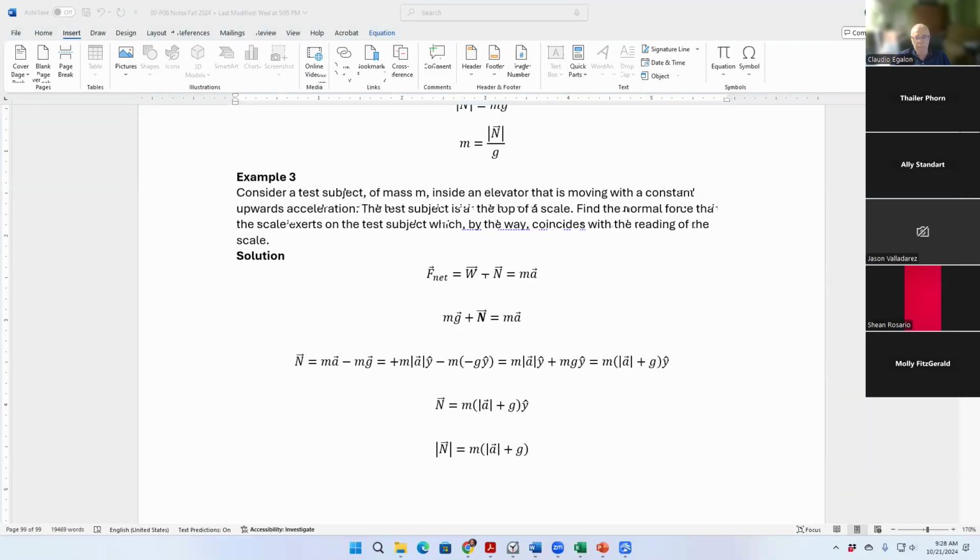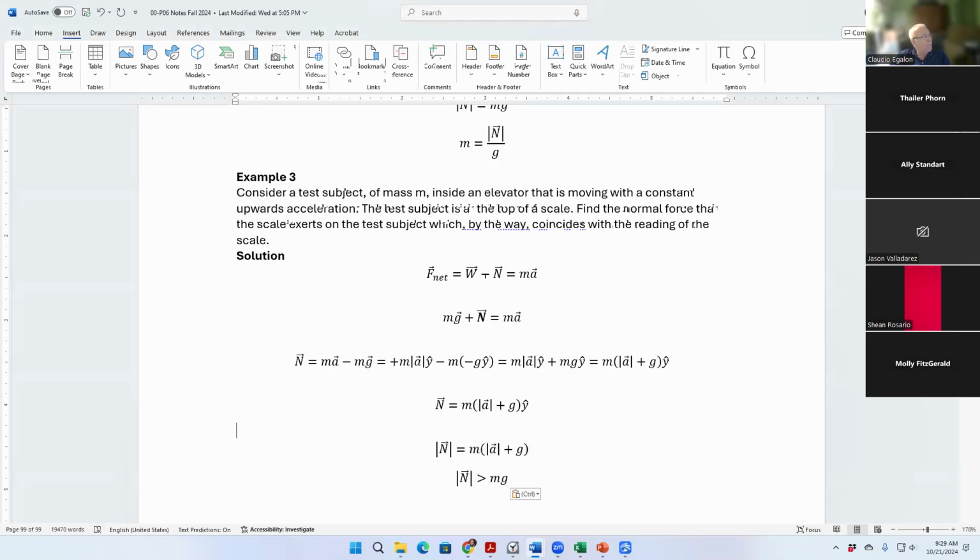Okay? That's what your scale is gonna measure. It's gonna measure this normal force. Okay? And if you want to know your actual mass, all you have to do is to get the normal force measured by the scale and divide it by a plus g. Okay? At this point, you feel an apparent weight that's greater than your regular weight, that's greater than mg.